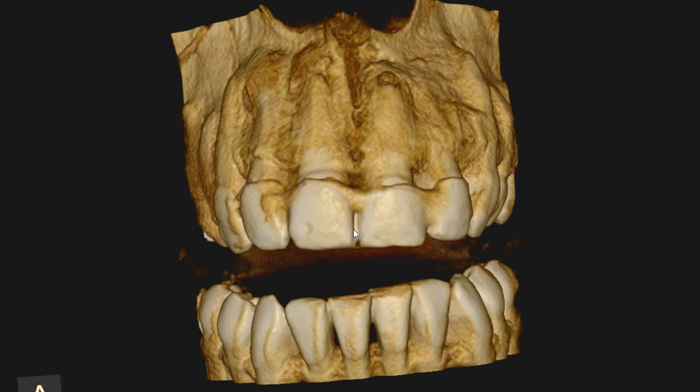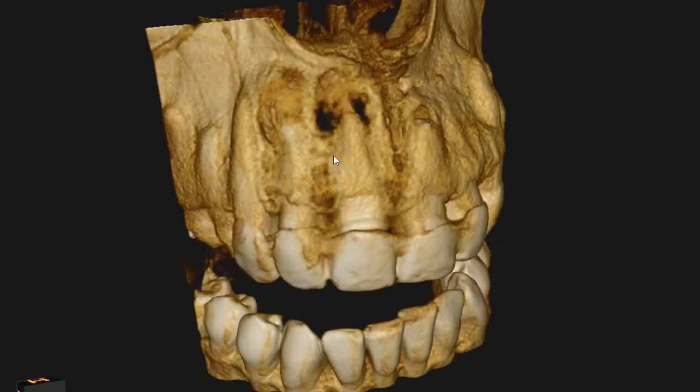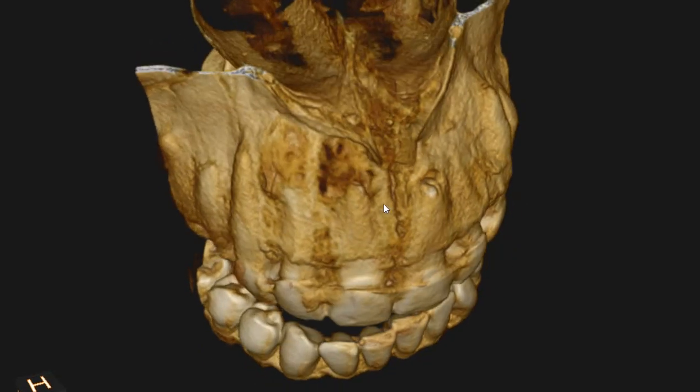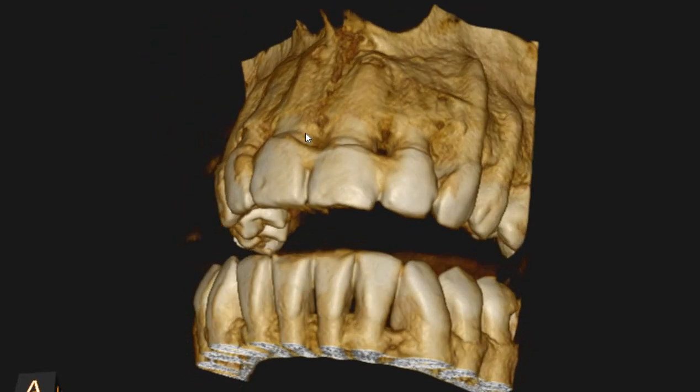This is the CBCT of the patient that you had requested. The area of interest is the anterior region. Now we can see on the 3D rendering that there are periapical radiolucencies causing dehiscence of the bone, and quite significant bone loss can be seen. The teeth seem to have a composite restoration on the facial surface.